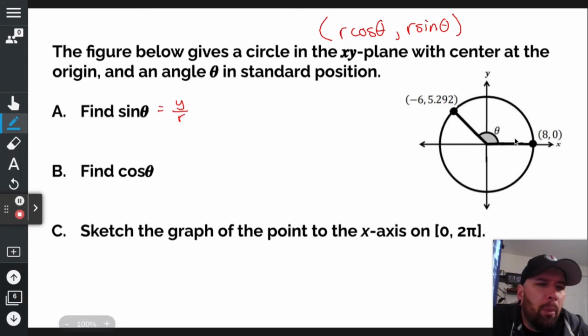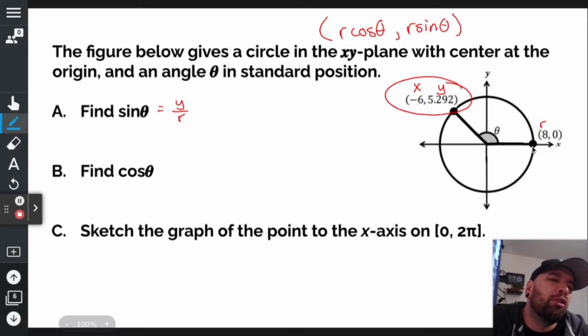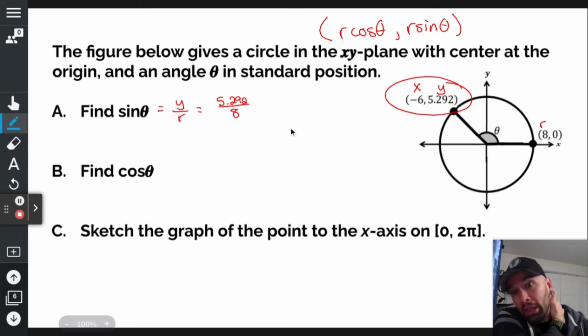If I'm looking at this point right here as my point, this would be my x, this would be my y. My r is the radius. My r is 8. How do I know that? Because when this is flat here, my radius is the center to the end of the circle. So this is literally as simple as saying positive 5.292 divided by 8. All that fluff that I had here a minute ago was not necessary for this problem. I think I was just overthinking it.